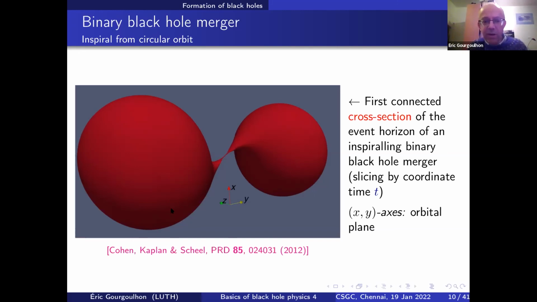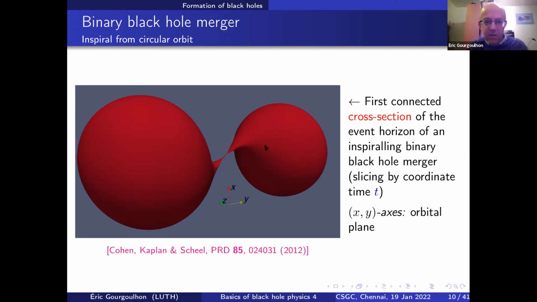Again, this is an a posteriori construction from the numerical relativity data, because the event horizon has been determined once the whole computation has been completed, by ray tracing back the null geodesics. And this corresponds to the instant where the two cross sections of each black hole merge to form a common cross section. You see, it's quite a complicated shape in some sense.